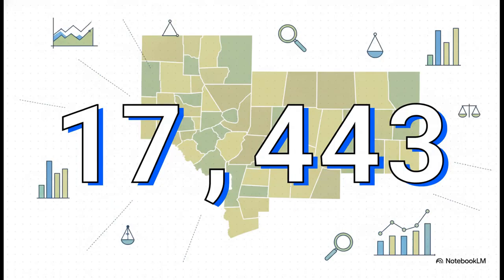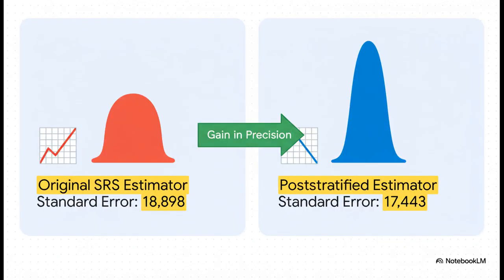So after we do all this reweighting and run our analysis again, we get a new standard error for our estimate. And that new improved number is 17,443. And here is the payoff. This is why we did all that work. The original standard error from our simple random sample was almost $19,000. By applying post-stratification, we knocked that down to about 17,400.